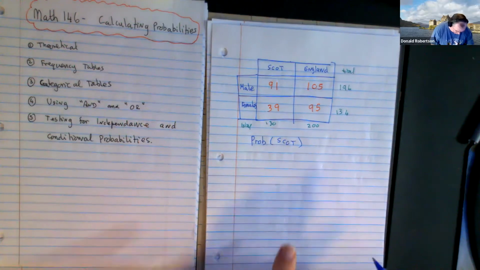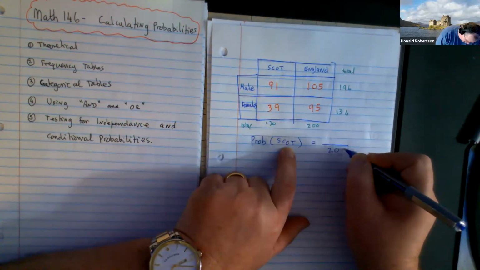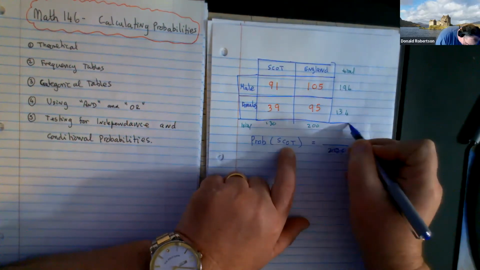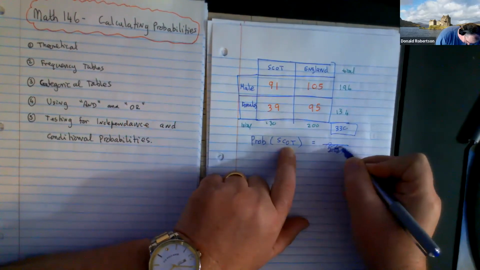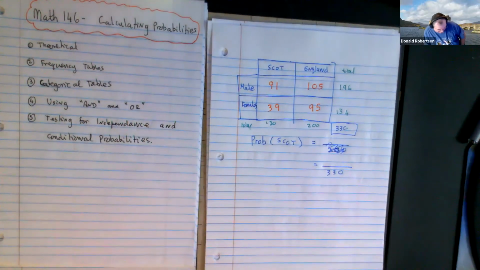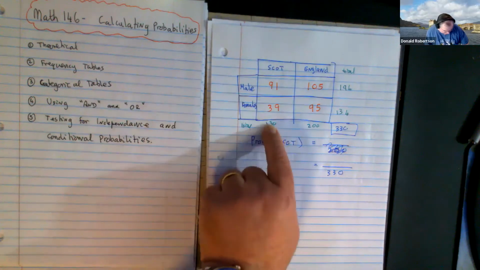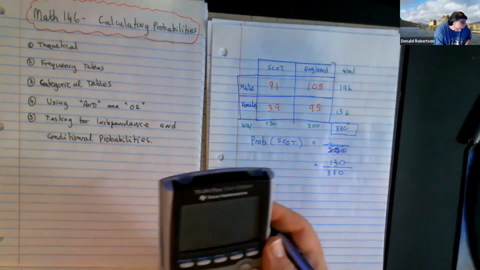So if you're being asked what's the probability that you choose a Scottish person, the number that you're going to use is the total number of people, in this case 330. And then Scottish people come from here, and if you add them up, you've got 130. Let's do some decimals.